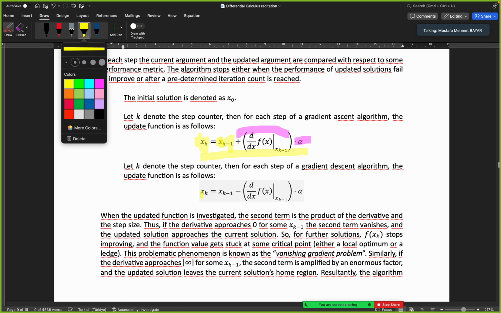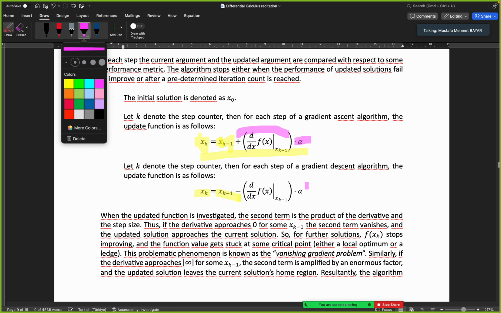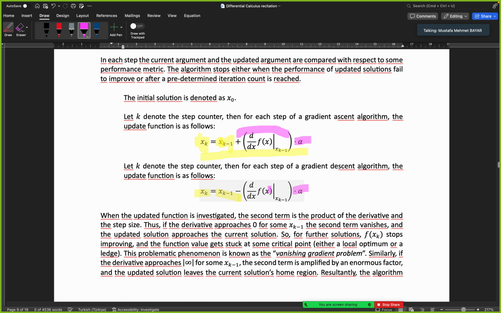Similarly, for the gradient descent algorithms, a new solution is the current solution minus something, and that something happens to be a step towards the negative of the first order partial derivative information. Do you have any questions about the logic behind the local search algorithms or the update functions for the gradient ascent or descent algorithms?